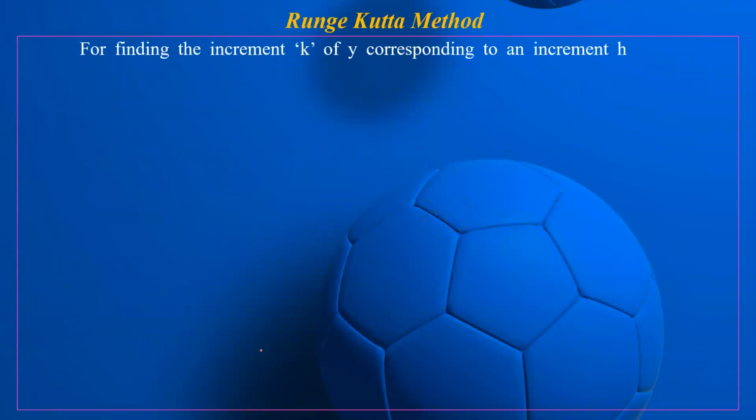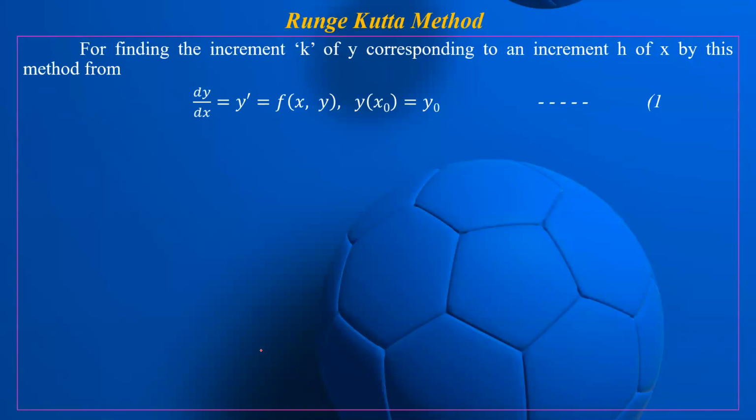So let us take one example. Okay, let us take first the RK method. What is the RK method? It is used for finding the increment k of y corresponding to an increment h of x, from the given differential equation dy/dx = y' = f(x, y) with y(x0) = y0, calculated successively.